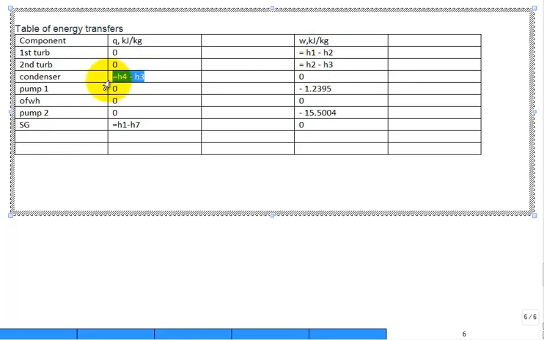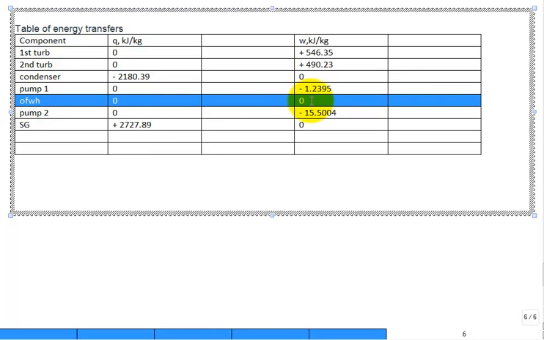Okay, so now let's go ahead and substitute numbers and take a look at these magnitudes. For that condenser, we are going to get a negative, and I'm going to emphasize that by giving a space there, 2180.39. And when you compute for the steam generator, you're going to get a positive, maybe I emphasize it with a plus, 2727.89. Good. We come up here for the first turbine, and it's going to be positive. That first turbine, we already did the work on that too. It's 546.35, and this one is 490.23. So the bottom line is we could have left the open feed water heater out. We didn't even need to put it in here because it doesn't have any energy transfers with the surroundings.